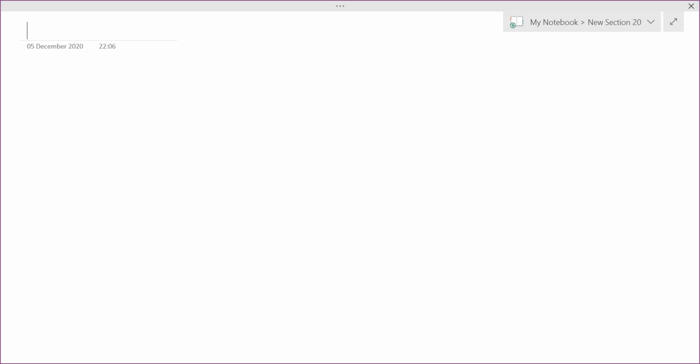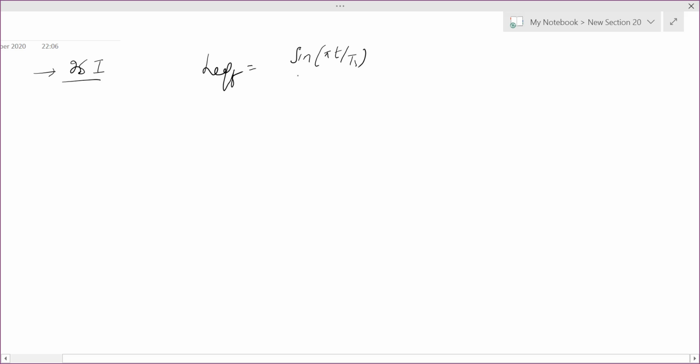Welcome to the next lecture on pulse shaping filters. In the last lecture, we studied that to avoid intersymbol interference, one of the possibilities is to have the effective filter impulse response as the sinc function, sine of pi t by Ts divided by pi t by Ts. But we also told in that lecture that there are several problems.